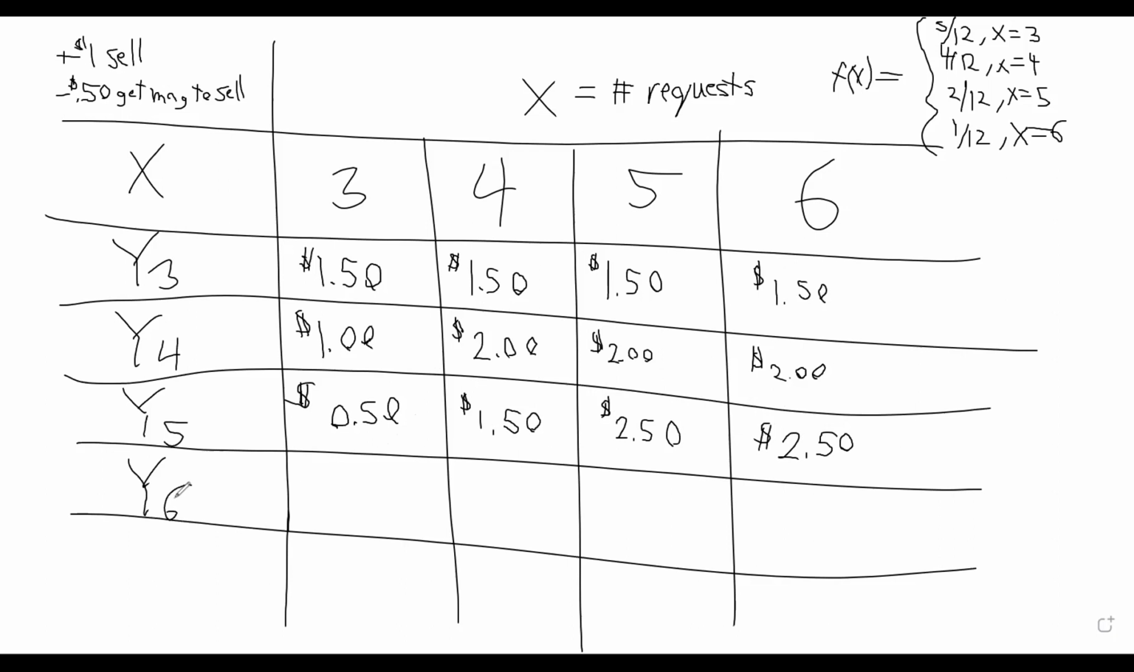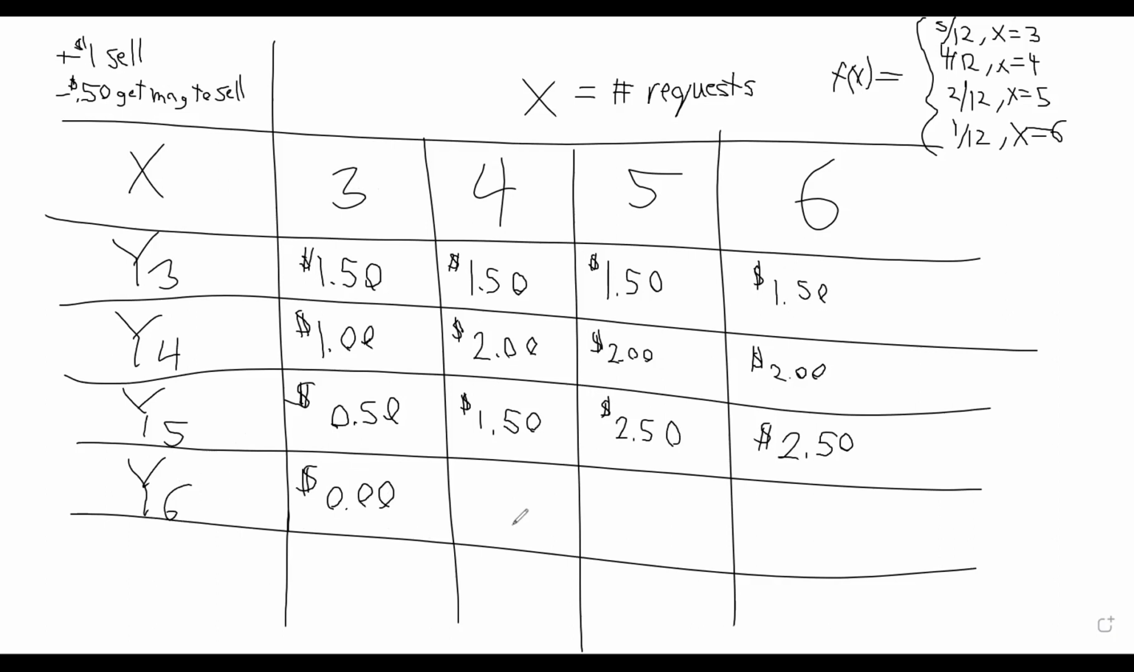For y sub 6, he gets 6 magazines in advance. Each are 50 cents, so 6 times 50 cents is $3. So he spends $3 on these 6 magazines to sell. If he only gets 3 requests, he can only make $3 from the 3 that he sells. And so if it costs $3 for him to get the magazines and he makes $3 in the ones he sells, he makes a net of $0.